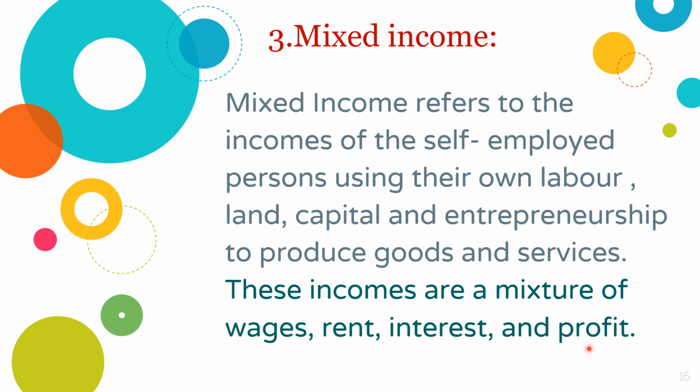Since the self-employed person owns all the factors of production, that is labor, land, capital, and entrepreneurship, he retains all the incomes. For example, for his labor, he gets wages. For land, he gets rent. For capital, he gets interest. And for his entrepreneurship, he earns profit. So his income is of mixed nature, which includes wages, rent, interest, and profit.